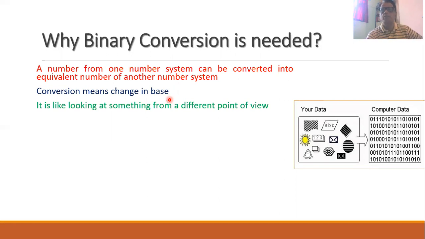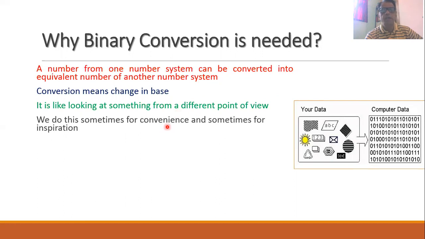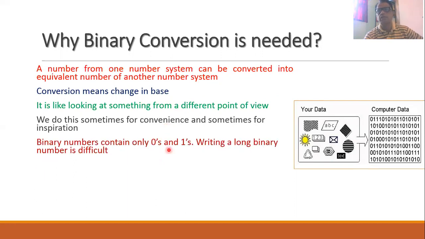Now, when we convert a number from one number system into the equivalent number of another number system, what we are doing is viewing the same number from a different point of view. Many times we do it for convenience and sometimes we do it for inspiration. You will find that binary numbers consist of only zeros and ones because the base of the binary number system is 2, and therefore every binary number has to be written using only zeros and ones, and therefore it is very difficult to write a long binary number.